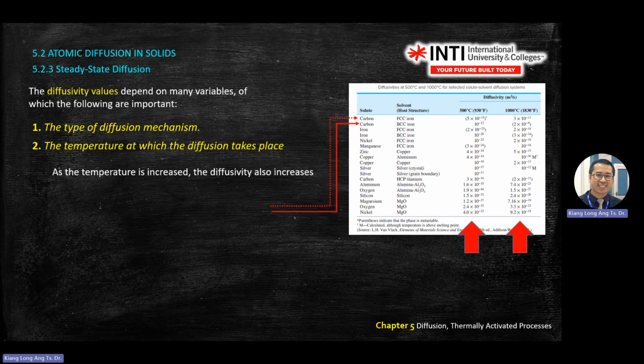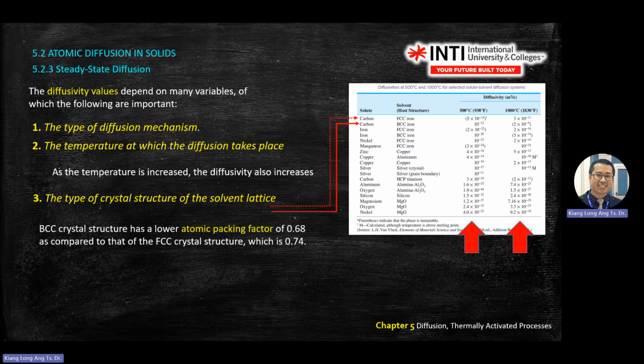Number 2 is temperature. So you see there's a value between 100 degrees C and 1000 degrees C. You compare carbon and carbon, the two values here. Okay, so we already learned that for BCC, your atomic packing factor is 0.68, FCC is 0.74. You see the value. You put carbon inside FCC and BCC, the diffusion is also different. One is minus 15, one is minus 12.